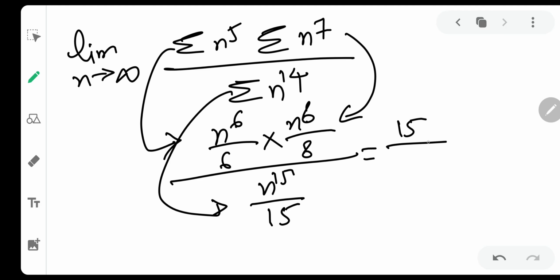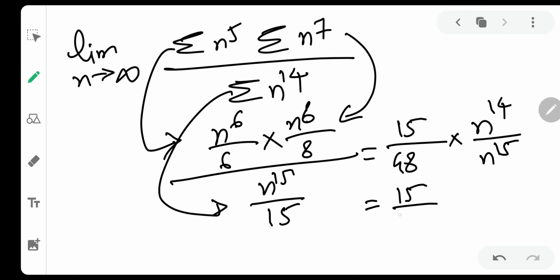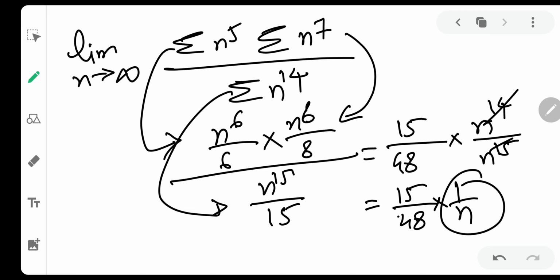15 is going up, 6 into 8, 48 is coming down. In the numerator you have n raised to 14 and in the denominator you have n raised to 15. I am just avoiding to write down the limit. So 1 by n, because the 14 powers will get cancelled, and 1 by n will remain. 1 by infinity will be 0. Hence the answer is 0 for this particular question.